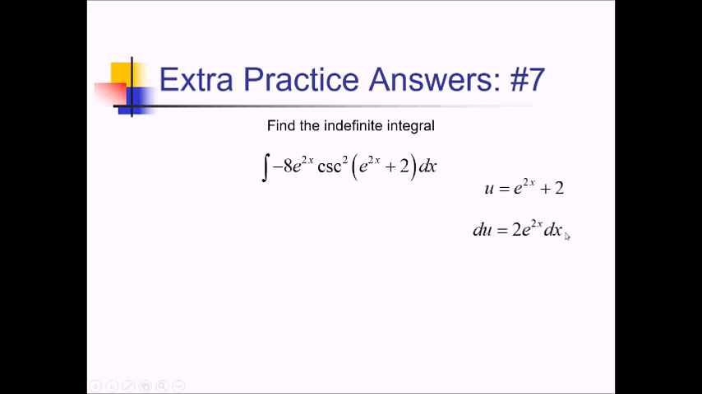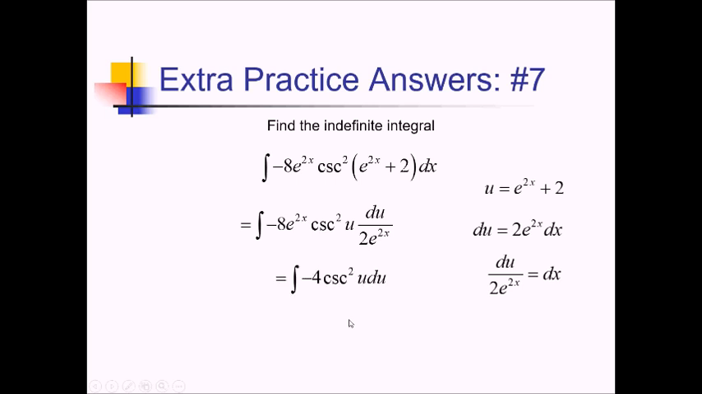We do have a dx though. So now dividing, we have dx equals du over 2e to the 2x. Substituting back in, we can write negative 8e to the 2x times cosecant squared of u, and then instead of dx, we've got this du expression. It looks like the e to the 2x's are going to cancel out. We still have a negative 8 over 2, which is negative 4. We still have cosecant squared of u du.